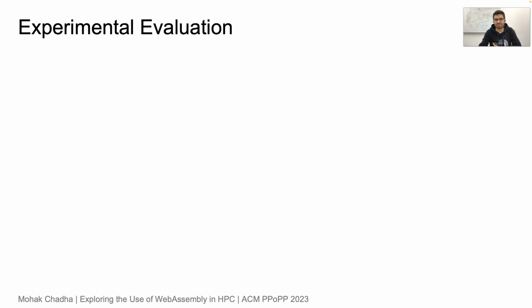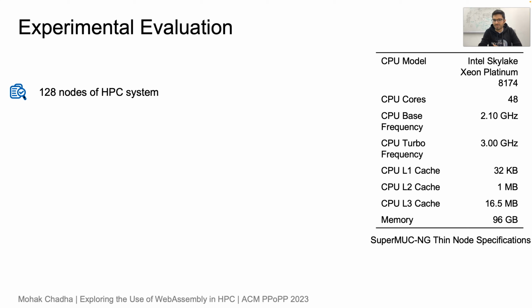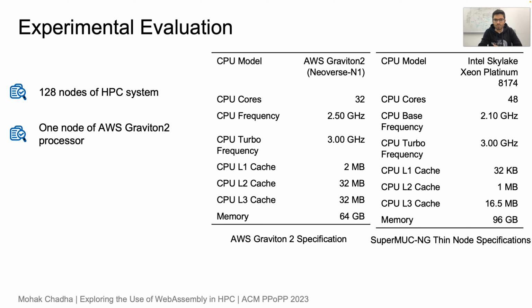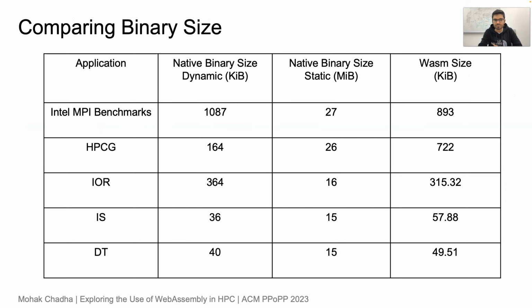Moving on to experimental results. For our experiments, we used two systems. An HPC system based on the Intel Skylake processor. For this, we use up to 128 nodes. We also use one node of AWS Graviton 2 processor based on the ARM Neoverse architecture. For our experiments, we use standardized benchmarks such as the Intel MPI benchmark, HPCG, IOR, IS, and DT.